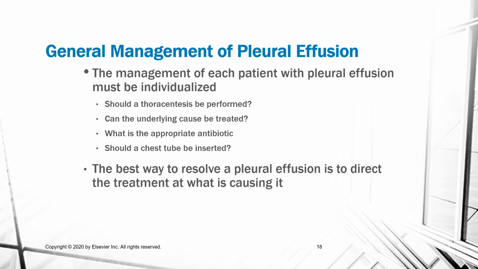The best way to resolve a pleural effusion is to direct the treatment at what is causing it, rather than treating the effusion itself. For example, if the heart failure is reversed or the lung infection is cured by antibiotics, the effusion usually resolves. When the cause of the pleural effusion is not readily evident, microscopic and chemical examination of the pleural fluid may determine whether the effusion is a transudate or an exudate.